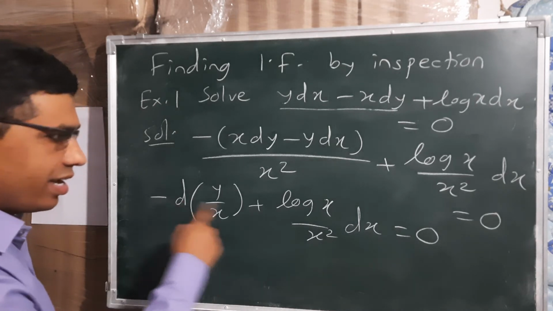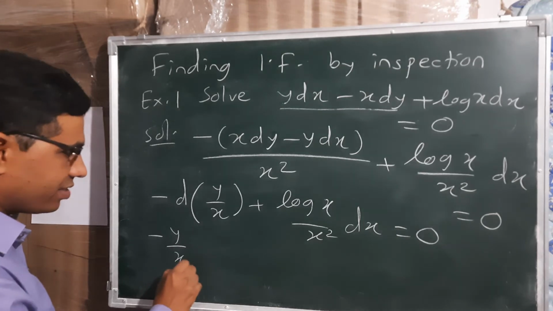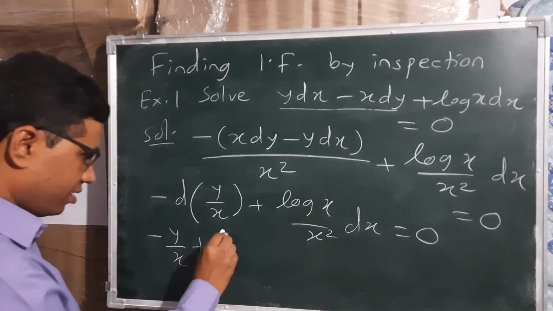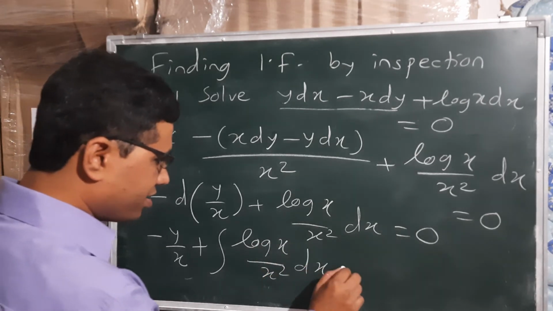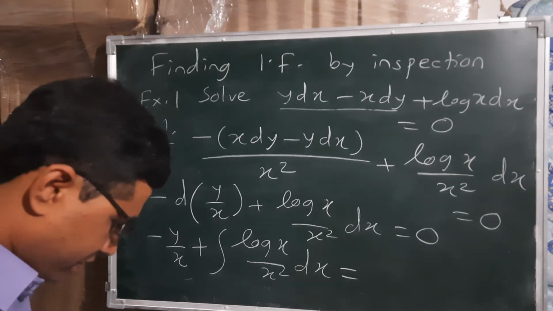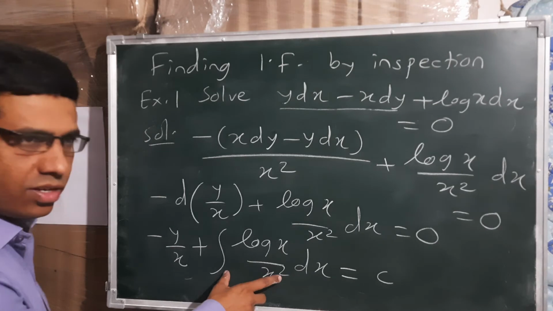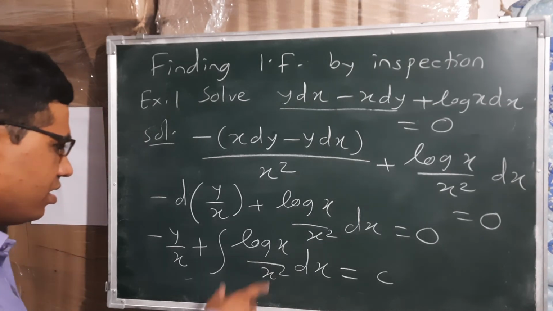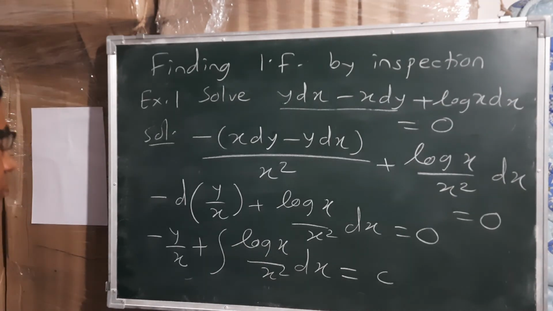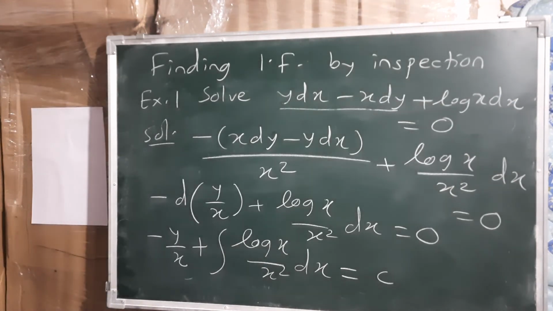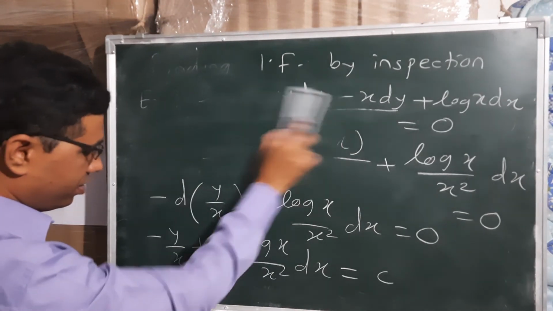Now we integrate this equation, so that we get minus y upon x plus integral of log of x by x square dx equal to a constant of integration, which is c. Now finding this will be the rest of the thing. Let us see. So we find this integration.